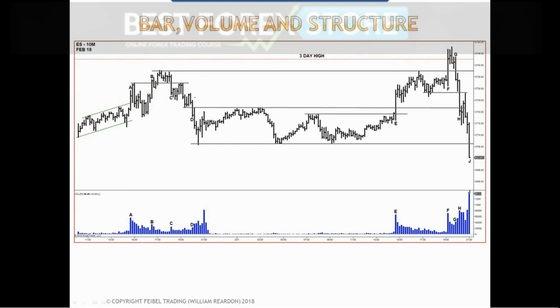Okay? D. We have an area of structure, wide spread, pop in volume, closes weak. A nice break. I'm sure most of you are aware of this, but it's important, like I said, that we're on the same page. It must be spoken about.